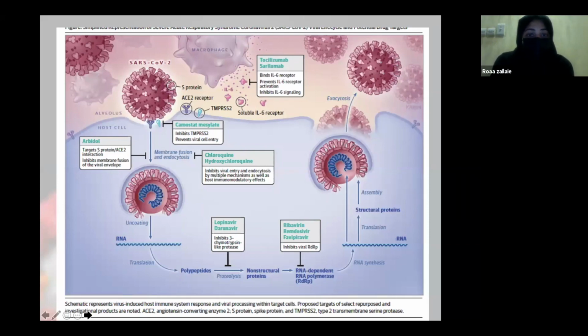And as known, SARS-CoV can cause activation of the inflammatory response, where tocilizumab can act and bind to the IL-6 receptor, preventing activation and inhibiting IL-6 signaling.